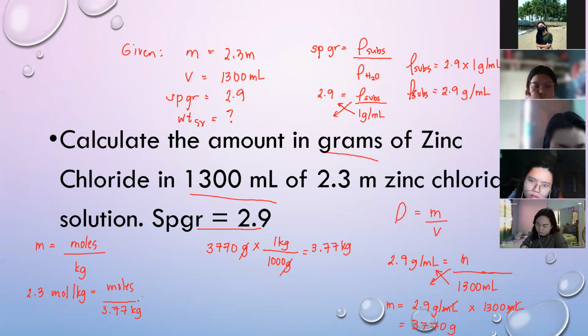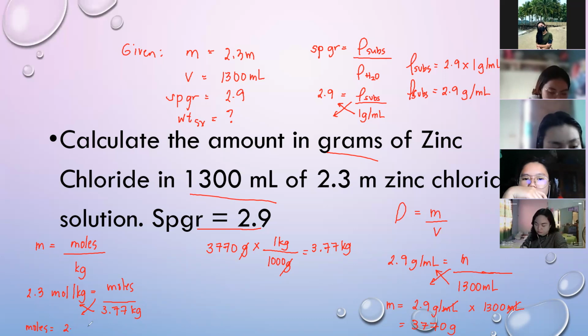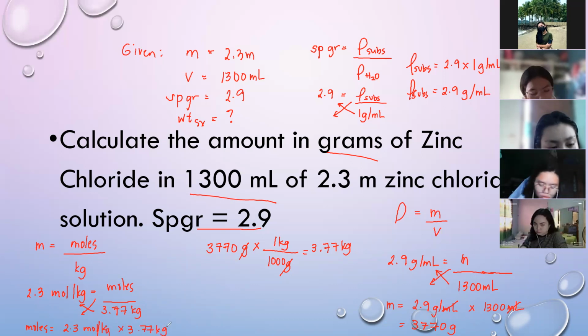Pero since hindi yan siya pure water, kaya natin ginamit si specific gravity and density. So cross-multiply ulit tayo dito. Ibaba natin si moles. This will become 2.3 mole per kilogram times 3.77 kilograms. We will cancel the kilograms. And then 3.77 times 2.3 is 8.7841 moles. Moles na lang yung naiwan na unit.